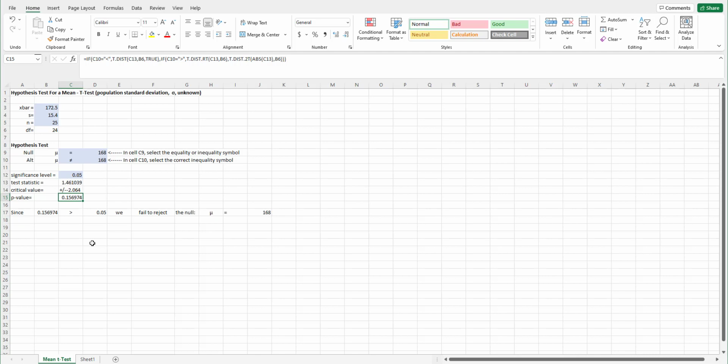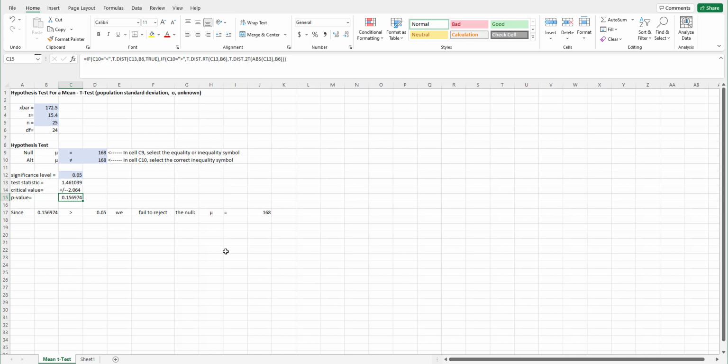So it says, since 0.157 is greater than your level of significance, 0.05, we fail to reject the null hypothesis, which is the conclusion we came to when we did it by hand. We do not reject the null hypothesis.